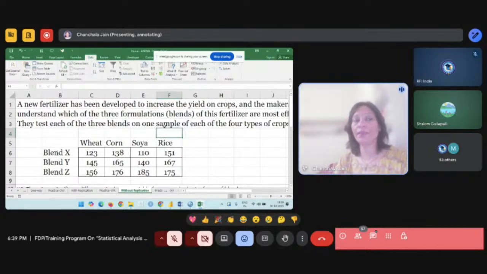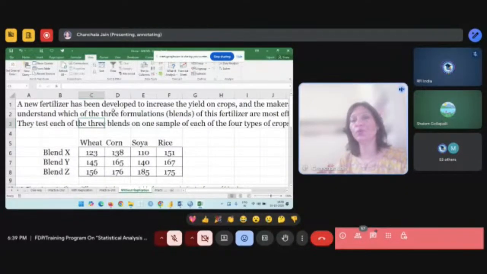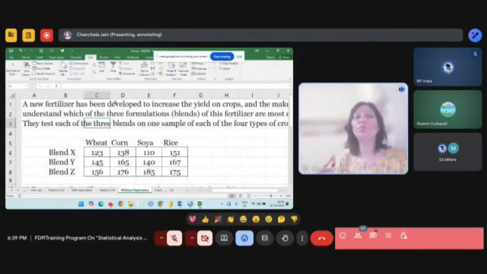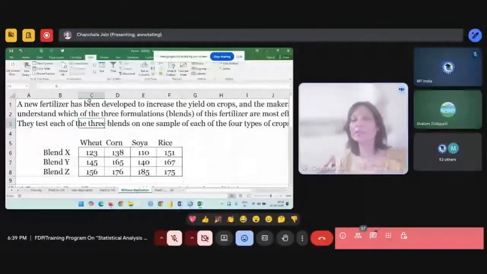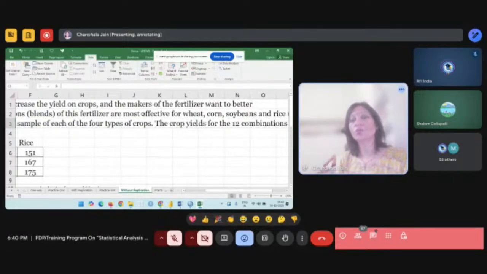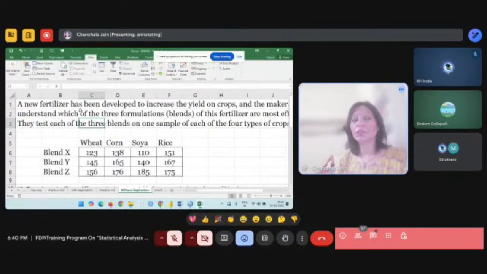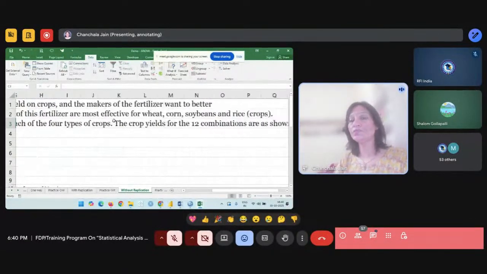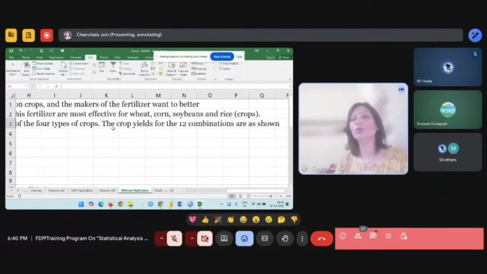The problem says a new fertilizer has been developed to increase the yield of crops. The makers of the fertilizer want to better understand which of the three formulations, that is blends, of this fertilizer are most effective for wheat, corn, soya beans, and rice crops. They test each of the three blends on one sample of each of the 4 types of crops. The crop yields for the 12 combinations are shown below.